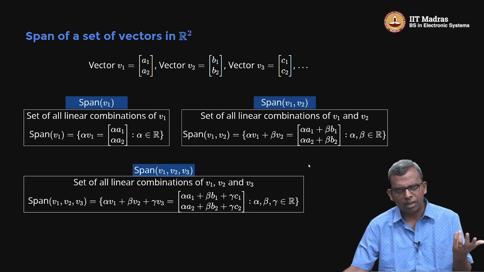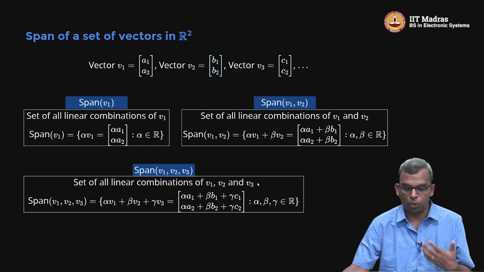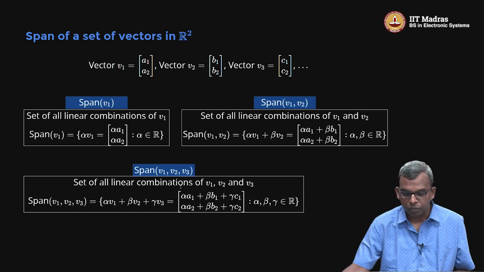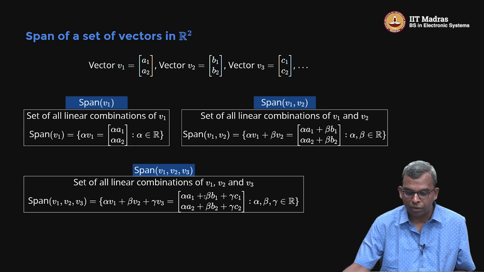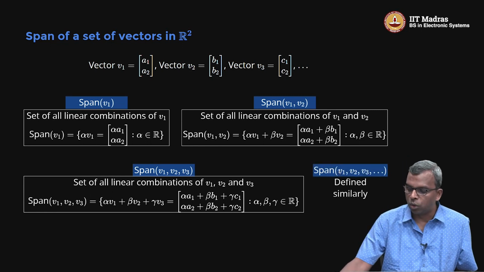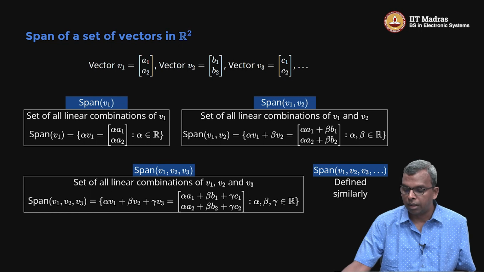If you do v1, v2, v3, what am I going to say? I'm going to repeat the same thing again: the set of all linear combinations of v1, v2 and v3. So now you have alpha, beta, gamma. So alpha v1 plus beta v2 plus gamma v3, just taking linear combinations. If you write it in column form, you get (alpha a1 plus beta b1 plus gamma c1, alpha a2 plus beta b2 plus gamma c2), with alpha, beta, gamma in the reals. So again it seems like a very big set. And if instead of v1, v2, v3 you have v1, v2, v3, v4, v5, and so on, you can simply define the linear span in the same way.